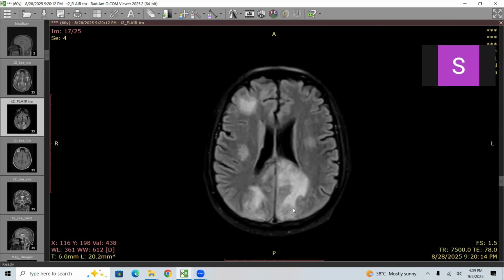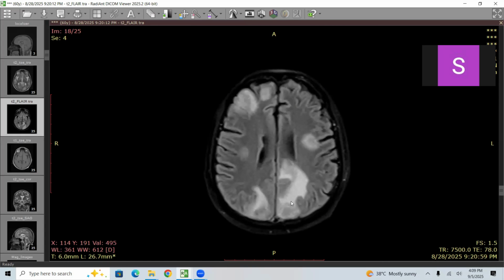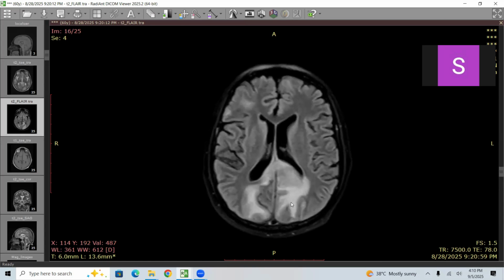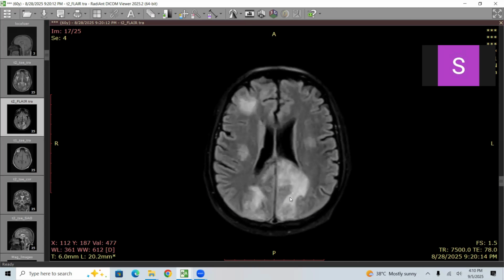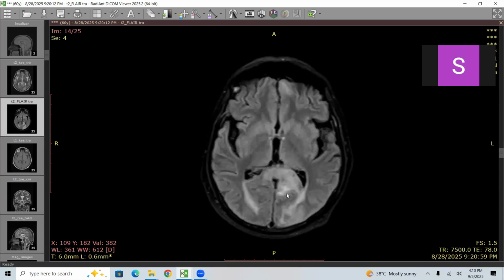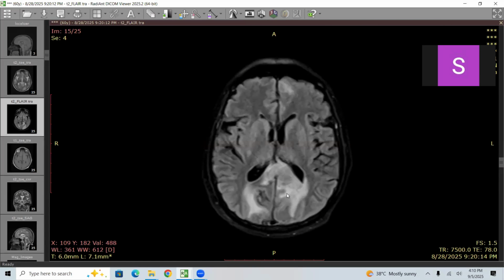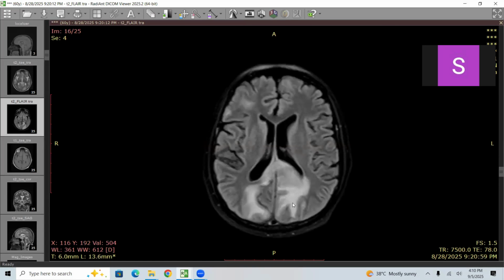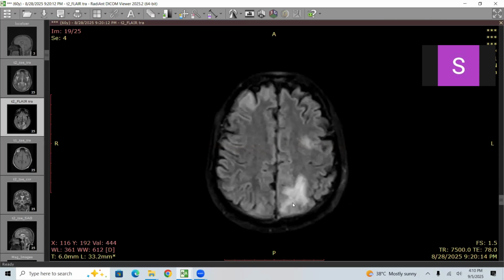It's a multifocal process, and it is hyperintense on T2. Otherwise, I will be thinking of CNS lymphoma, but it would be T2 iso or hypointense. Other differentials could be there. Good enough. I'll show you the post-contrast images.